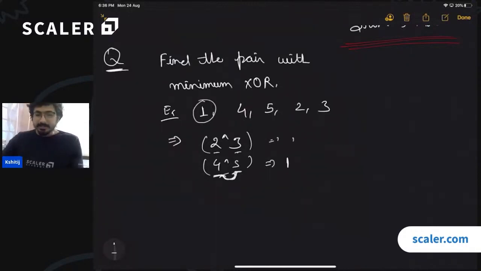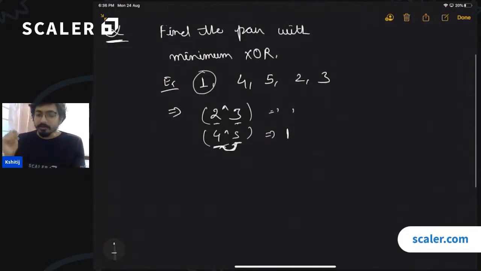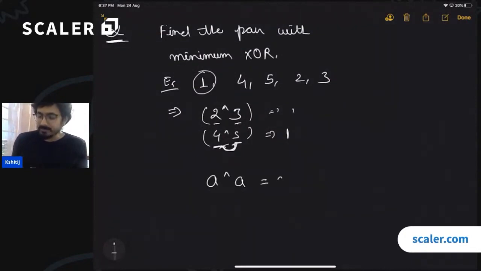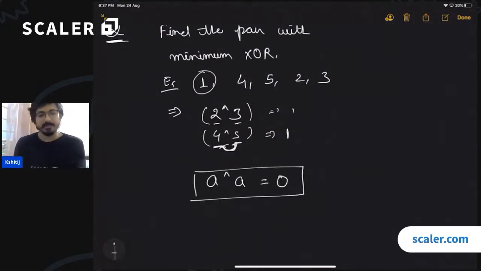Now to solve this question, we need to use a very important property of XOR, and then we'll make some observations. A very important property of XOR that we studied in the last class is that if you are given a number A, then the XOR of A with A is going to be 0. Is everyone clear with this? XOR of A and A is always going to be 0, which means that if I have a number which is repeating in this array, can I say that the minimum XOR will always be 0?